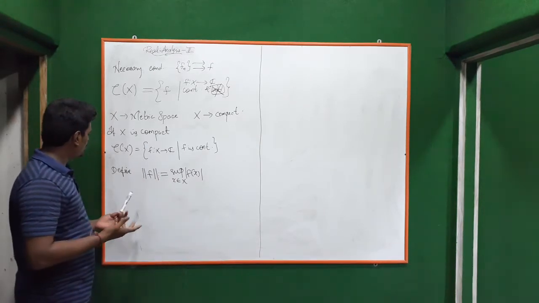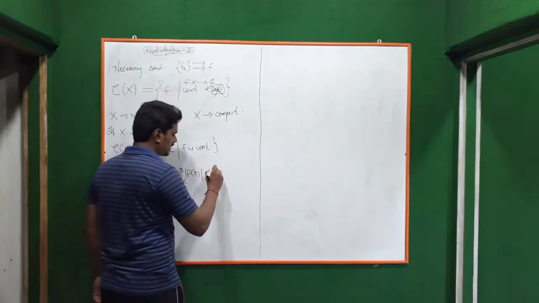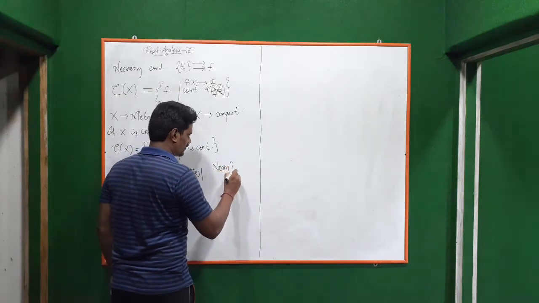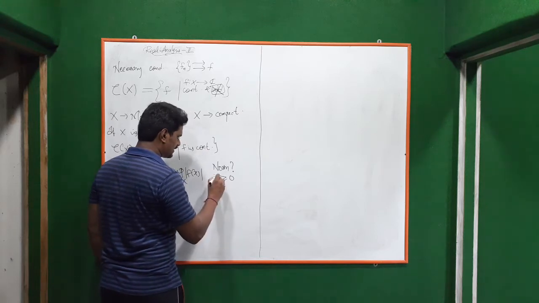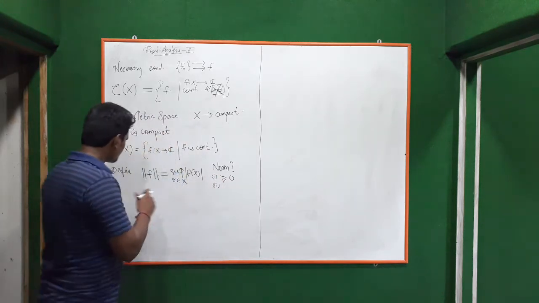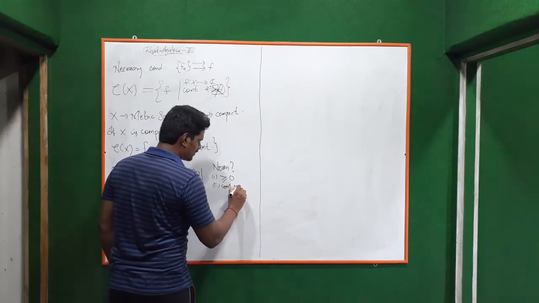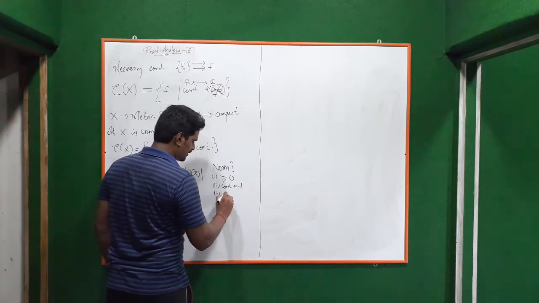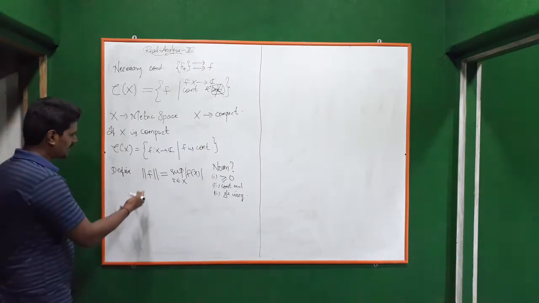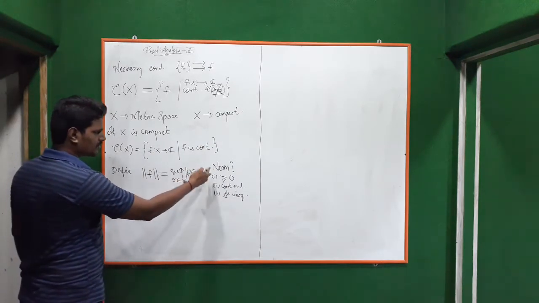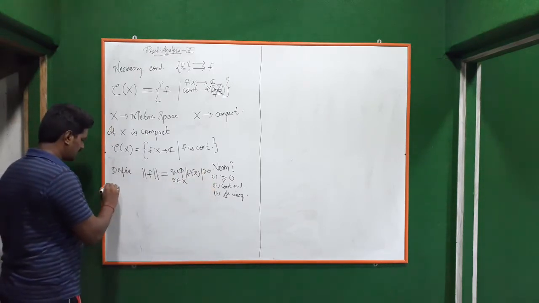So what do you have to do? This we have defined. So we have to prove whether this is a norm or not. How to prove? The first condition is non-negativity. The second condition is the constant multiplication, and the third is the triangle inequality. These three things you have to prove. Non-negativity is obvious because here it is modulus, so it is always greater than or equal to 0, and the supremum will be greater than or equal to 0.